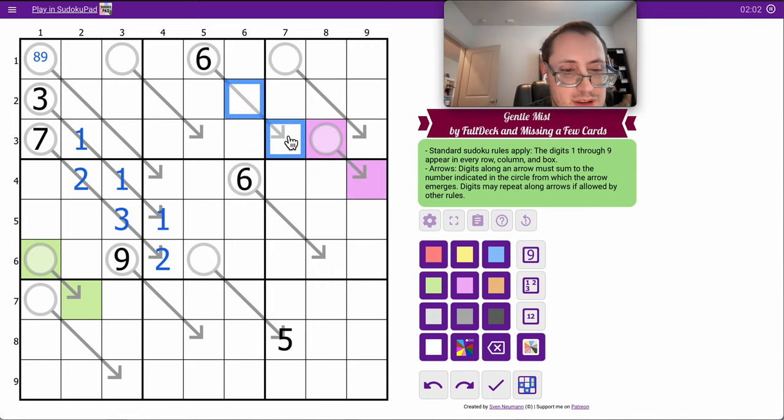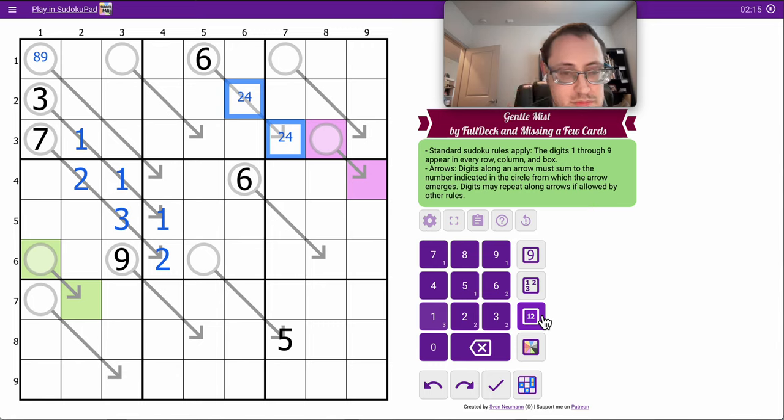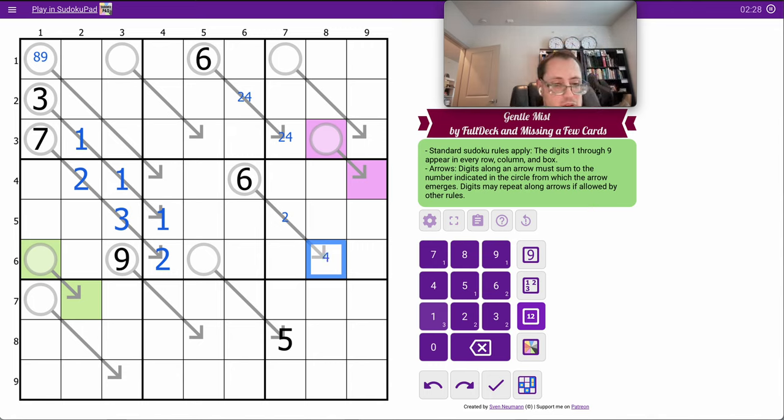Six in two cells. It can't be double 3 because of this. It could be 2, 4, but it can't be 1, 5 because this cell can be neither 1 nor 5. So that must be a 2, 4. This 6, therefore, can't be double 3. It was 4, 2. There's only one way around. It can't be 1, 5. This can't be 1 or 5.